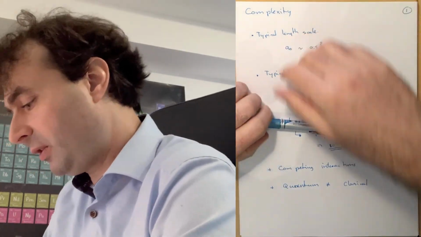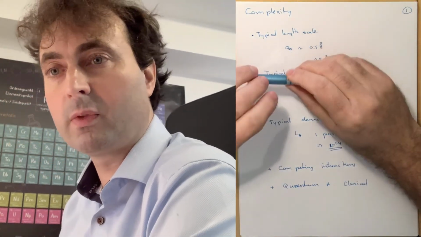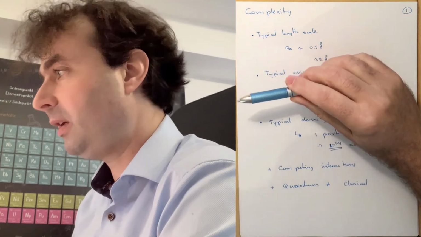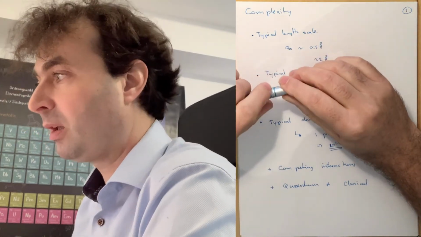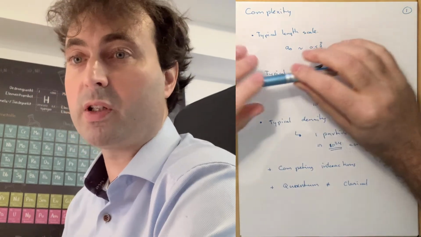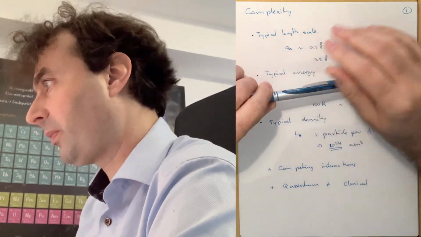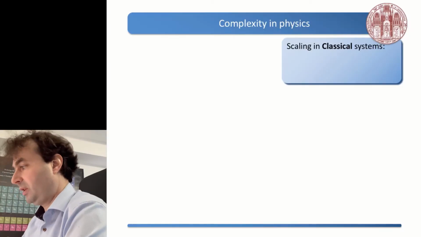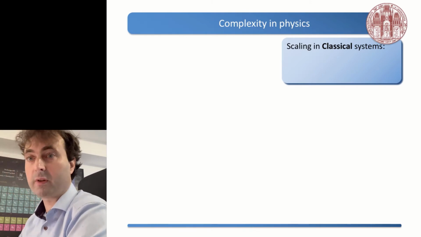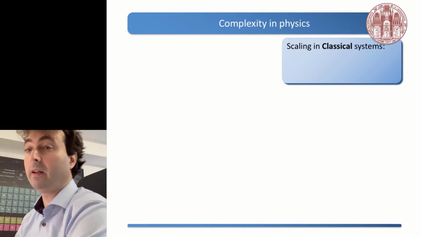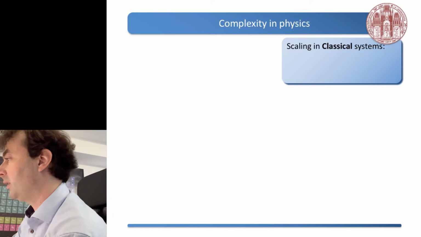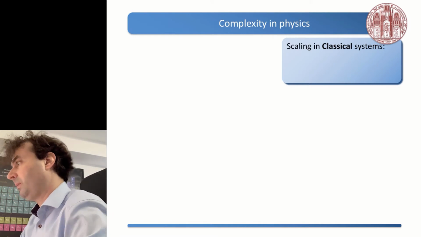So let's first have a look at how the computational effort that we need to make to represent states in a classical system and in a quantum system scale in a different fashion. Let's see how the number of variables that we need to write down or define a state varies between a classical system and a quantum system.